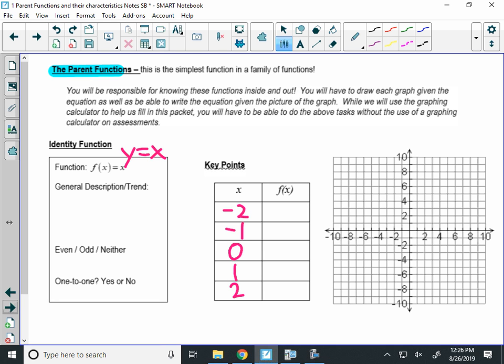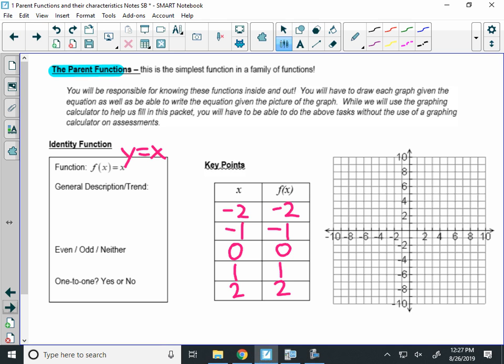If I put negative 2 in for x in this function, what output do I get? Got it. If I put negative 1 in, what do I get? That's why we call it identity. It's the same. 0 gives me 0, 1 yields 1, 2 yields 2. Right? This one's an easy one. You've graphed this a ton when you were in geometry, y equals x.